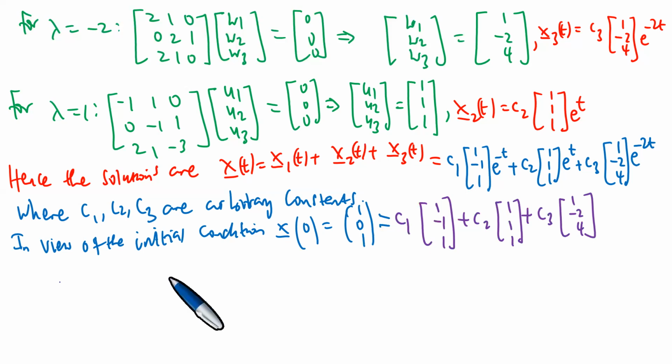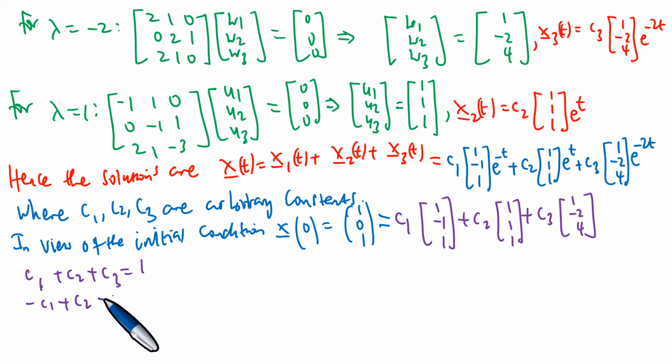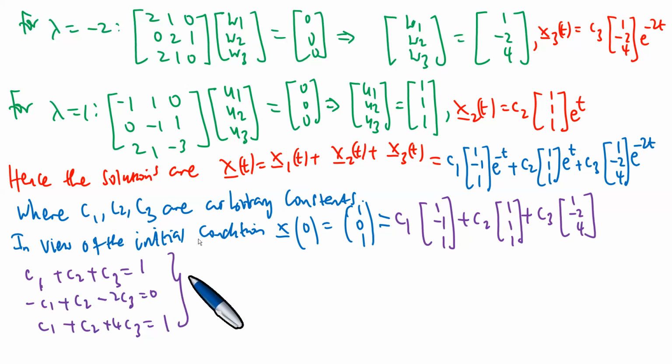So which means that what we have is therefore C1 plus C2 plus C3 is 1; minus C1 plus C2 minus 2C3 is 0; C1 plus C2 plus 4C3 is equal to 1. Okay, obviously here, this one is easy because the roots are all different.